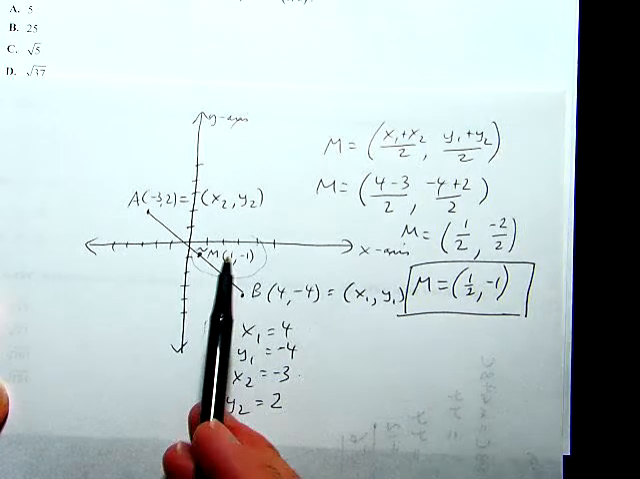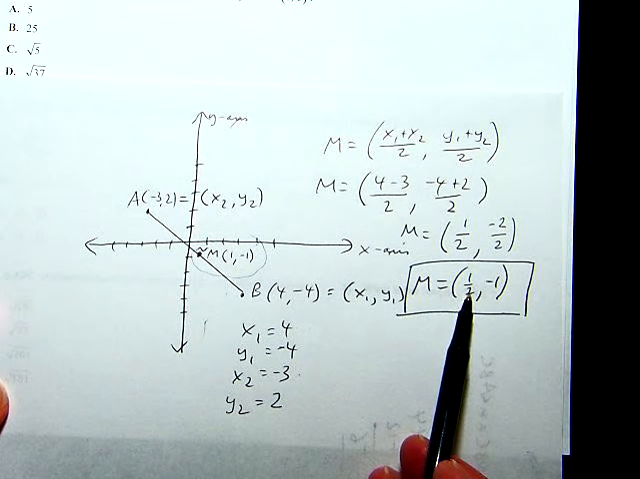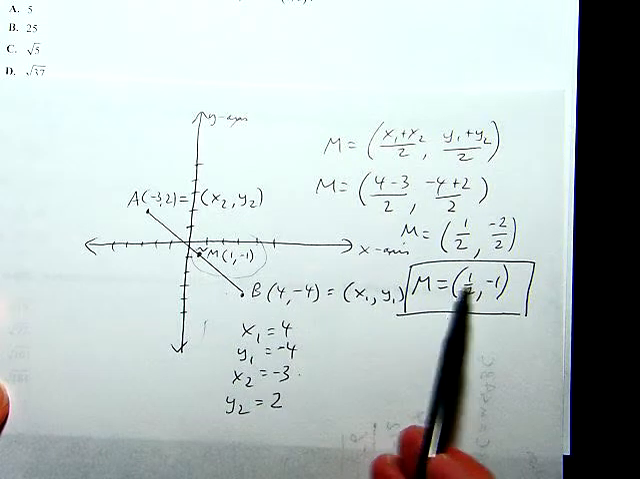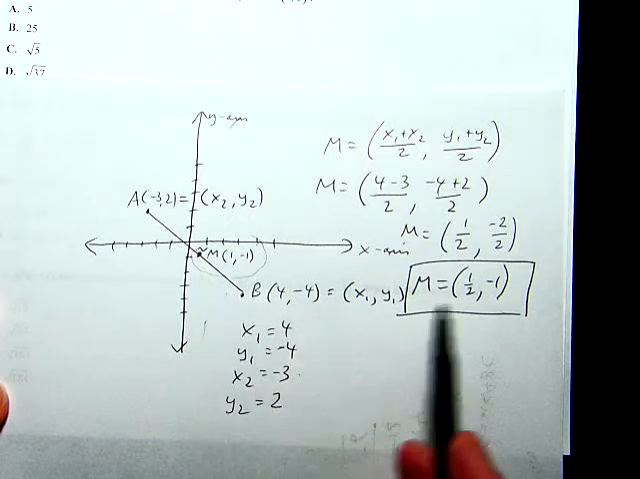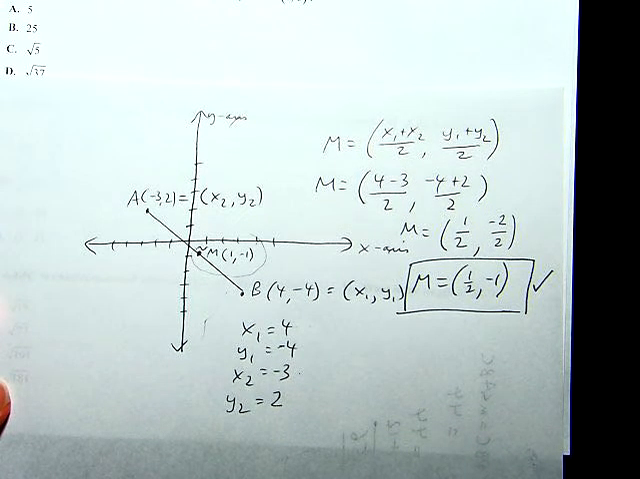Is that kind of close to my guess over here? Not too far, right? I'm only a half off on the x, and I actually hit the y bullseye. So that's reasonable. It looks like I didn't make a math mistake. This is correct. Our midpoint is 1/2, -1.